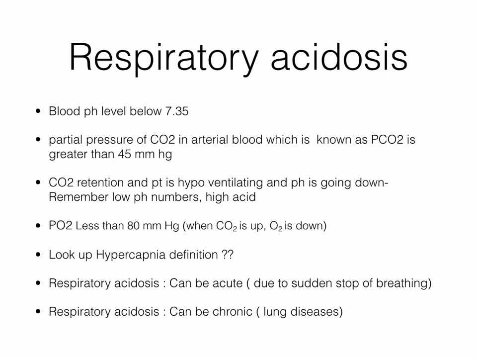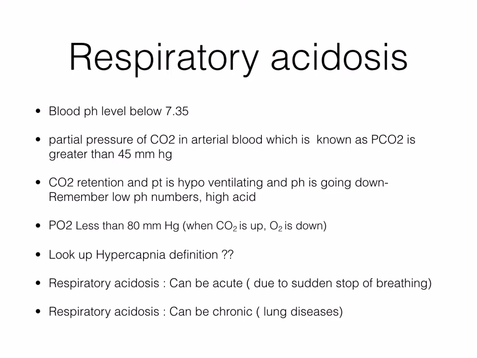I would like you to go into the acid-base imbalance in your book and look up the definition of hypercapnia. Respiratory acidosis can be acute for a shorter time, like due to sudden stop of breathing, or it can be chronic due to some lung diseases. So, respiratory acidosis is an acid-base imbalance that occurs when the pH is decreased below 7.35 and the partial pressure of carbon dioxide is increased, which is greater than 45 millimeters of mercury.